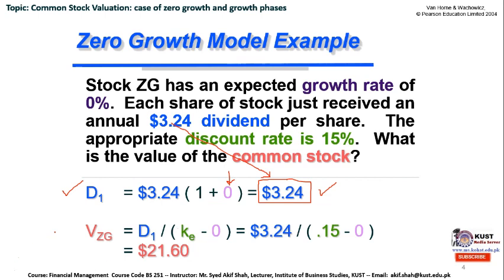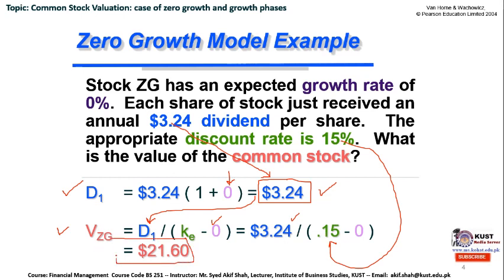So finally, now we are in a position to calculate the value of this common stock by plugging D1 into the same formula, D1 divided by KE minus G, as G is 0. So therefore, the leftover amount will be D1 divided by KE, and KE in this case is 15% as we have plugged this value into the formula, and we come up with $21.60, the intrinsic value of this zero growth common stock.